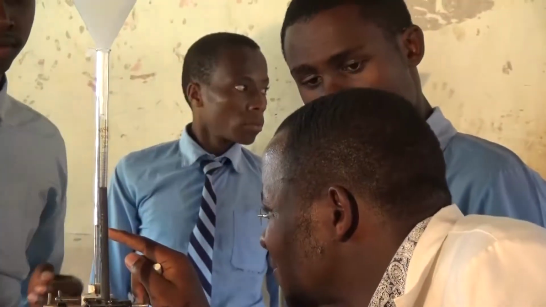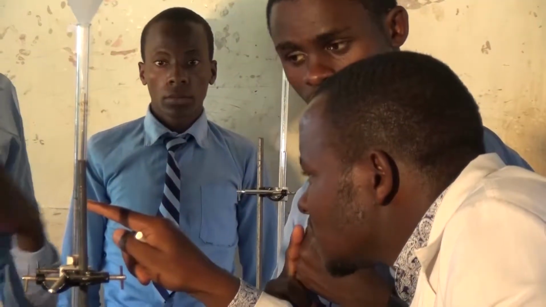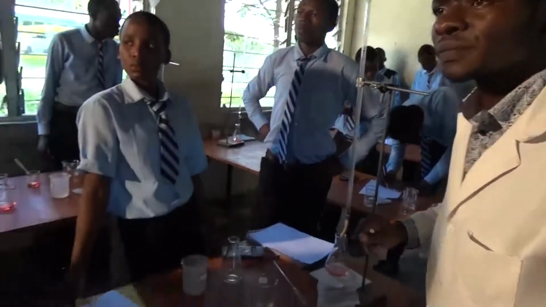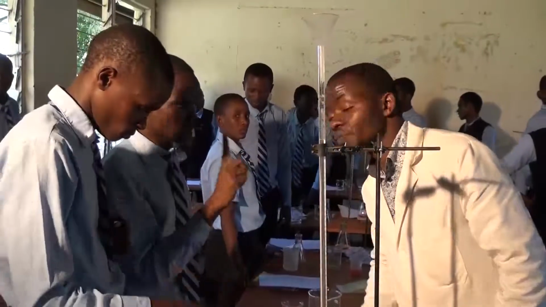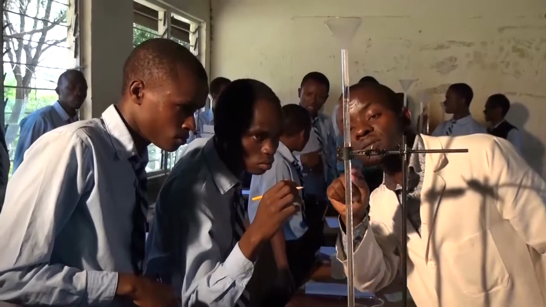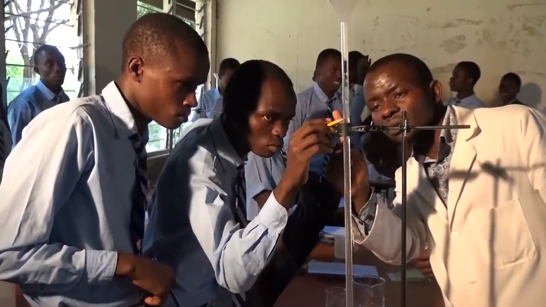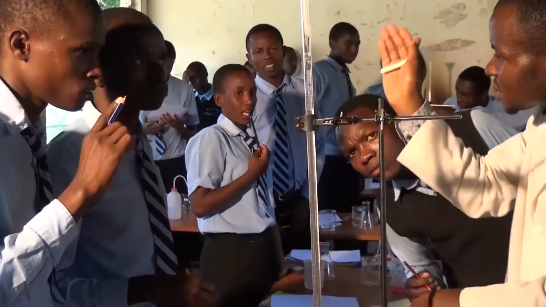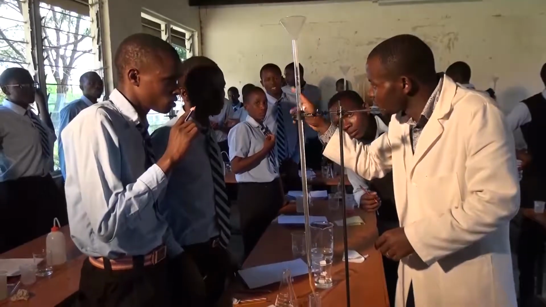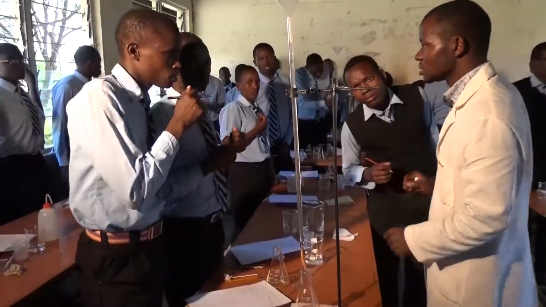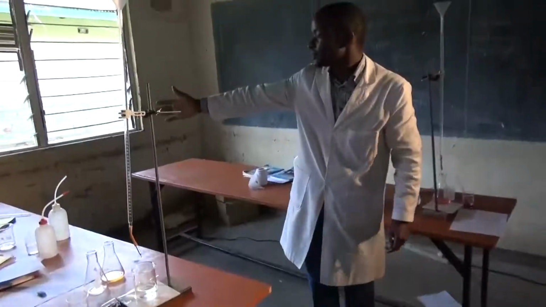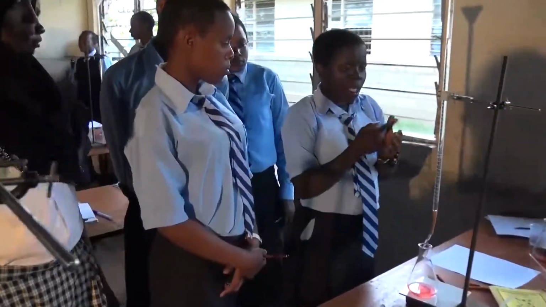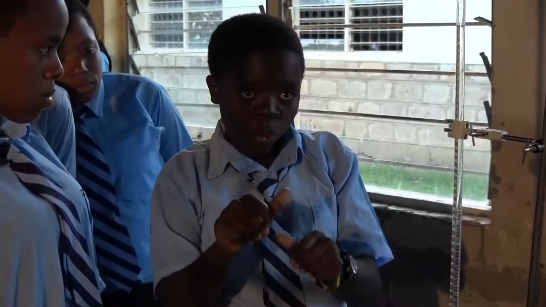What is that? 8.6. Okay. What is yours? How many? 6.1 or 2. This is 6.2. The meniscus, not the upper one. The meniscus. Okay. So we record 6.2. All of us have. Yes, solution A. Yes.